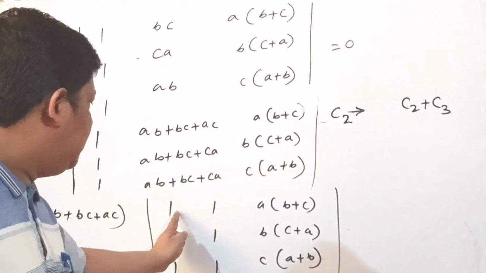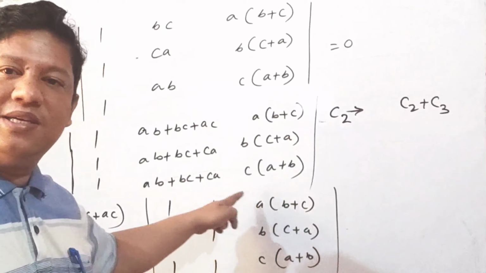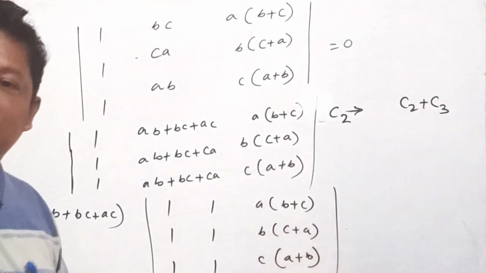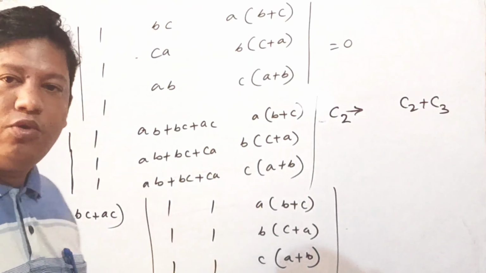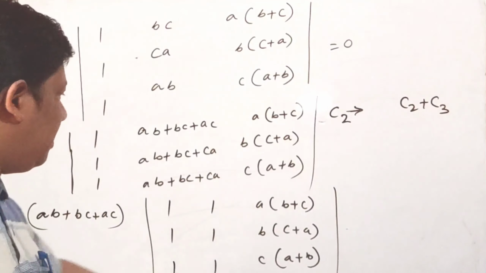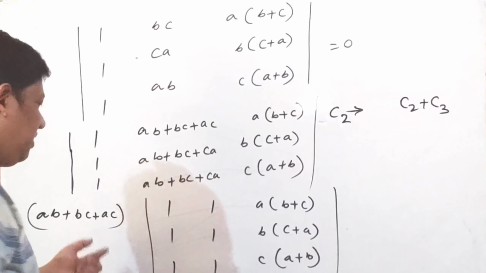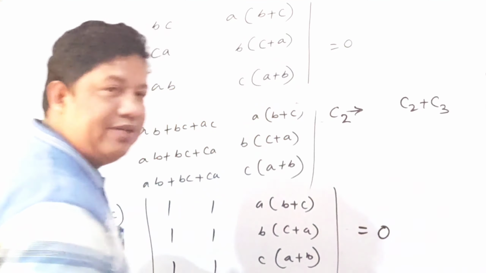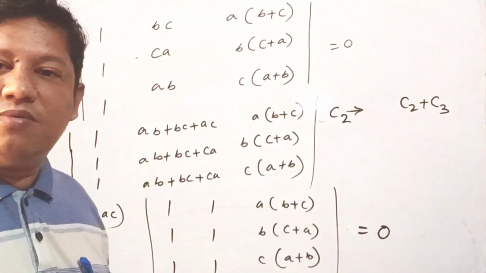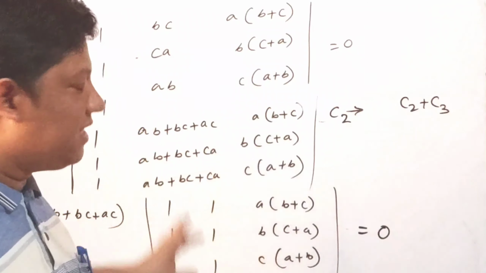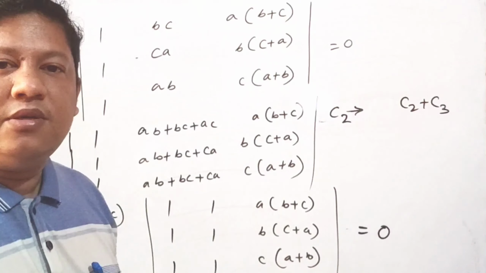But look here, C1 and C2 are the same. That is why the value of this determinant is equal to how much? 0. Because C1 and C2 are the same, according to the properties. If any two rows or columns of a determinant are the same or identical, then the value of the determinant is 0. So that is why this value is 0. 0 into something, you get 0. So my students, I think you understand what the questions are and how you have to solve them. Just watch these questions carefully and you can solve all the questions.